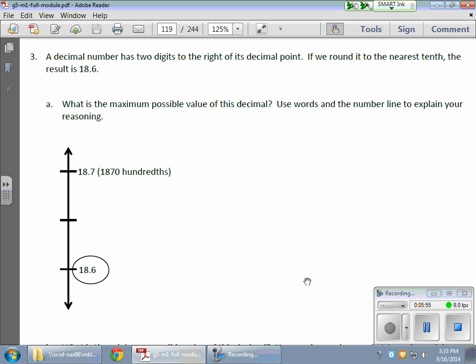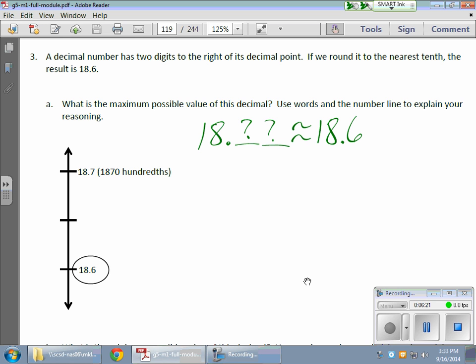Let's take a look here. The problem says I have a decimal number that has 2 digits to the right of the decimal point. If we round it to the nearest tenth, then the result is 18.6. So I'm going to try to draw this out a little bit. I have 18 point something, 2 digits to the right of the decimal, and that's going to round to 18.6. So I'm going to write that out so I can take a good look at it. Now, the maximum value this could possibly be.